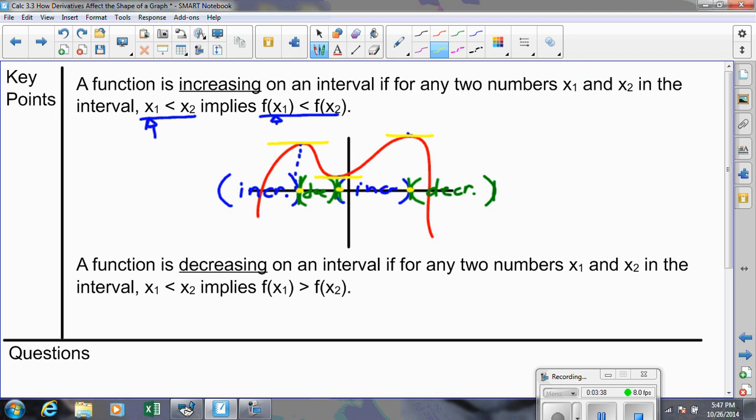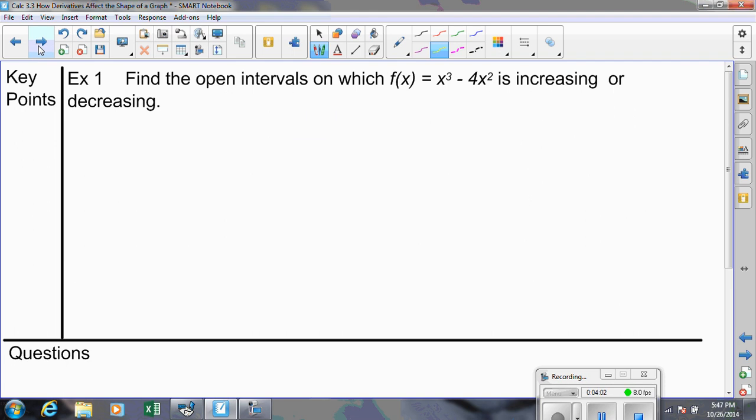That's not an accident. In our previous lessons, you remember searching for the critical numbers, the places where the derivative is equal to 0, or the places the derivative does not exist. Our critical values are what will help us locate the intervals of increasing or decreasing. And so let's do our first example. Find the open intervals on which f of x equals x cubed minus 4x squared is increasing or decreasing.